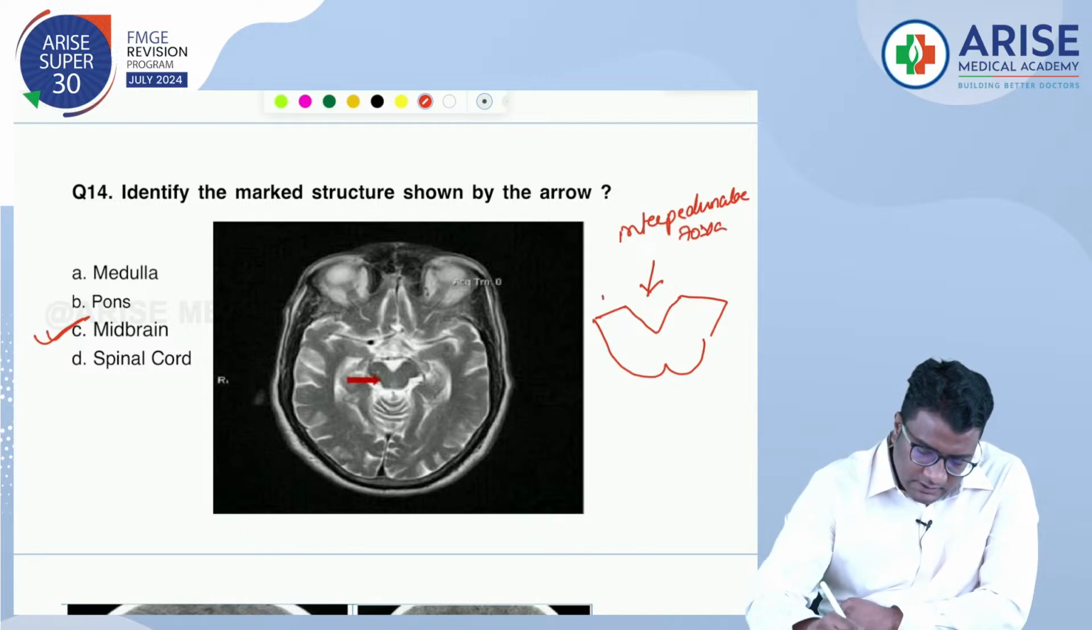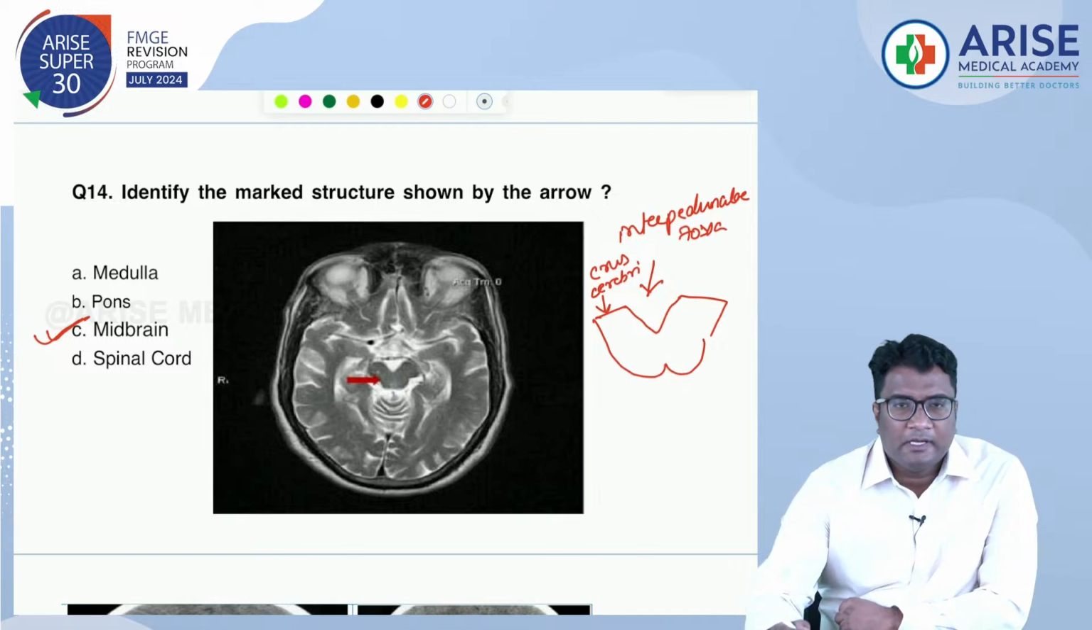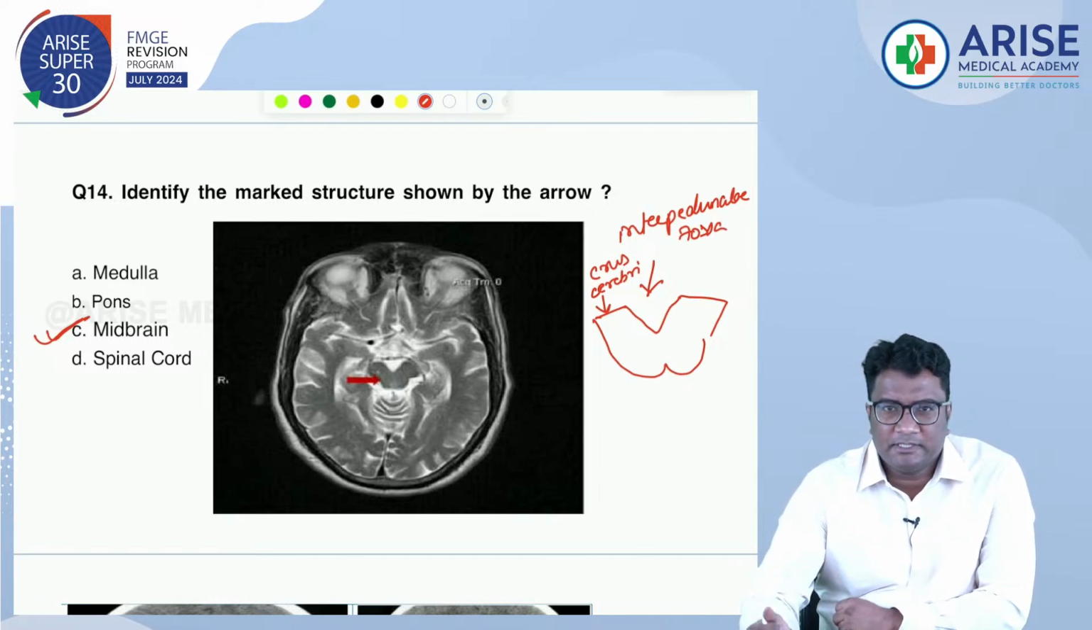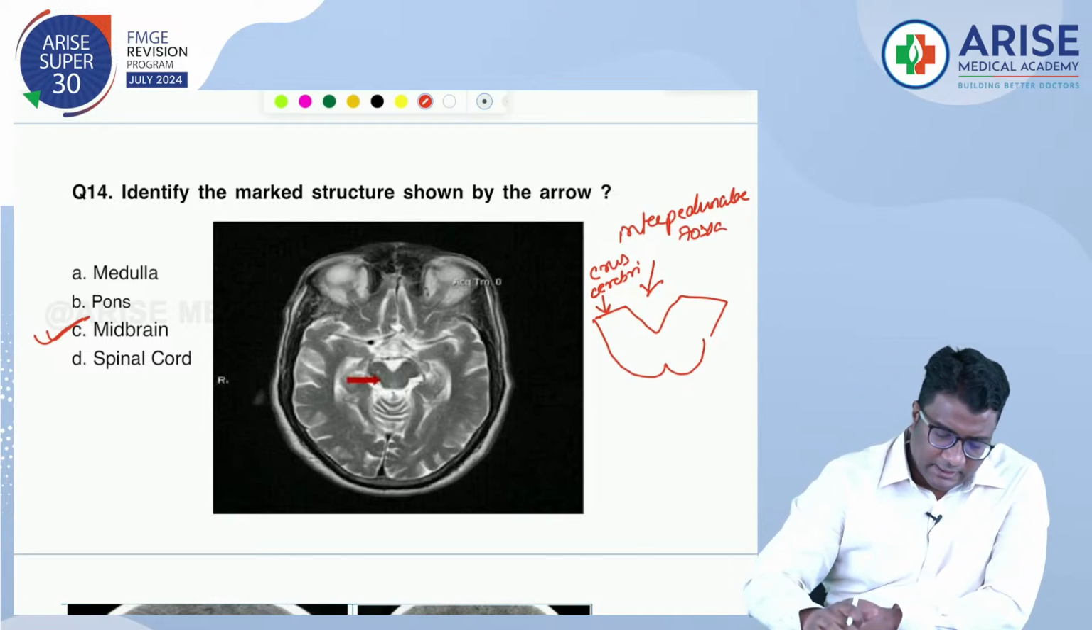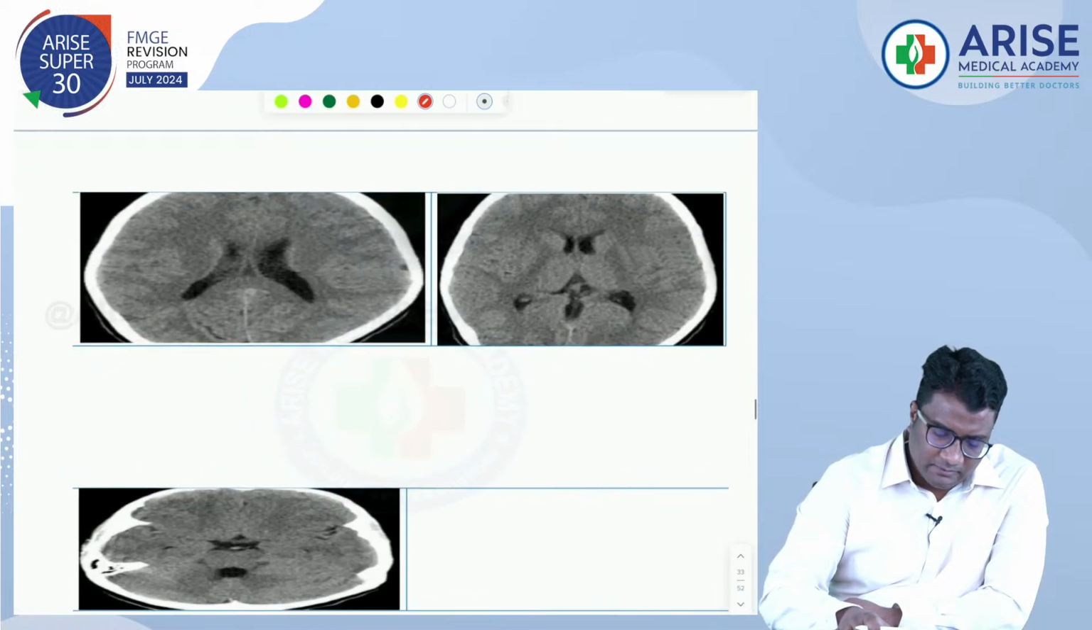You'll have the crus cerebri. These are the crus cerebri, right? Now, how to differentiate midbrain from pons is important. So let us look at the anatomy once again. Let us just identify the anatomy.